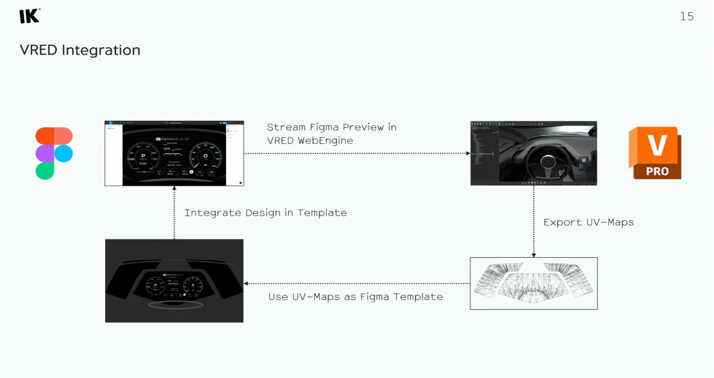So this is basically the setup. We are streaming the Figma preview into a VRED web engine, and in VRED we have to export UV maps for our geometry on our display, and then we use these UV maps to basically build a template in Figma. This is mostly necessary for displays that are not rectangular, that have a more unique shape, like in our sample car, and then we can integrate our design onto this template.